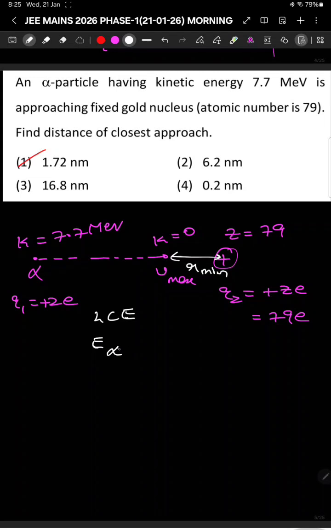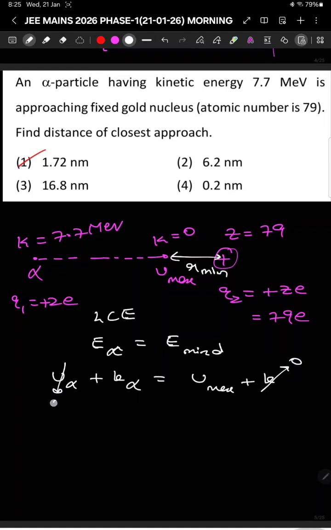Initial energy at infinity is equal to energy at minimum distance. At infinity, we have potential energy plus kinetic energy. At minimum distance, potential energy is U max and kinetic energy is 0. At infinity, potential energy is always 0, and the kinetic energy is given as 7.7 MeV. The maximum potential energy formula is 1 by 4 pi epsilon naught Q1 Q2 by R minimum.